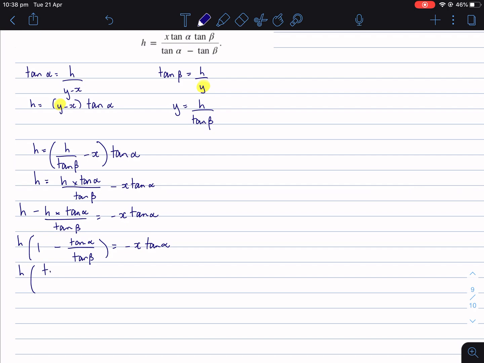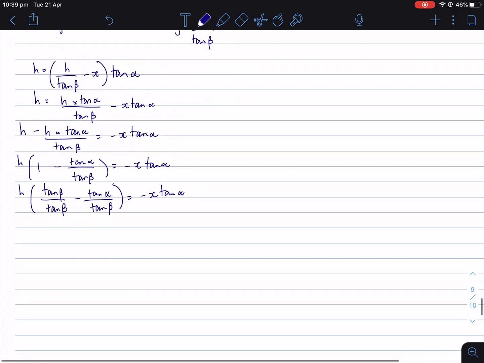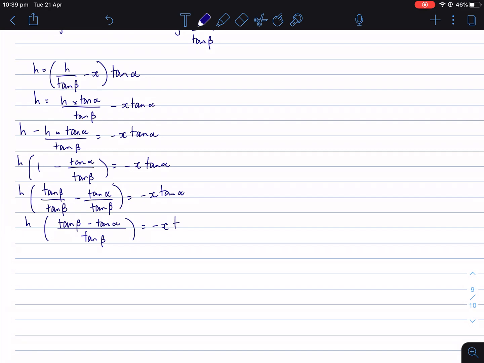This is the same as tan beta on tan beta minus tan alpha on tan beta equals negative x tan alpha, which means I've got tan beta minus tan alpha on tan beta equals minus x tan alpha. Now I'm going to divide by that.